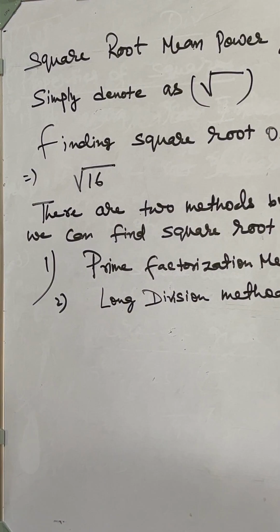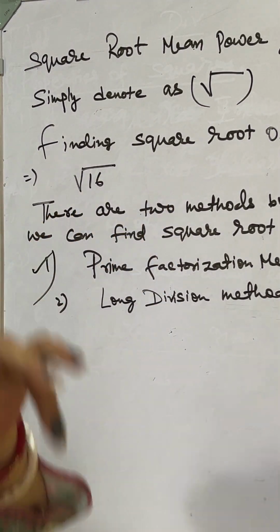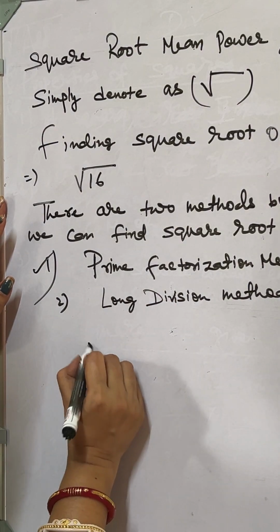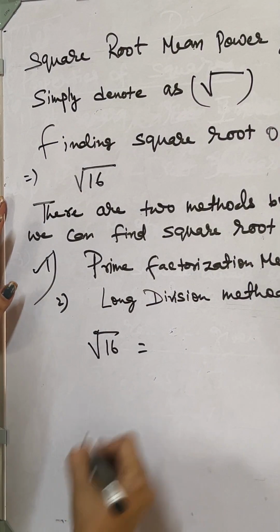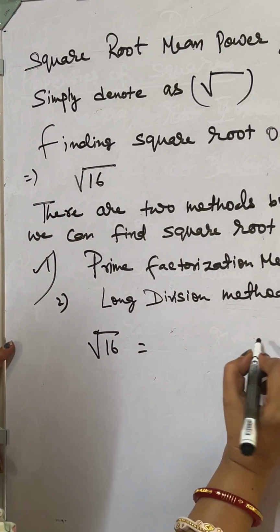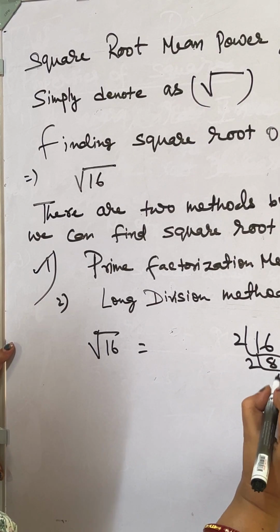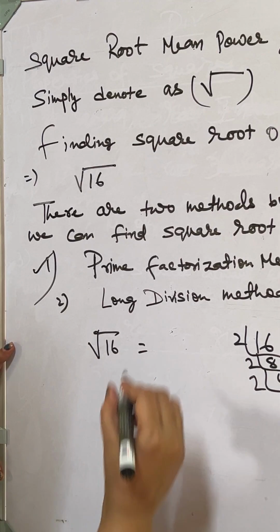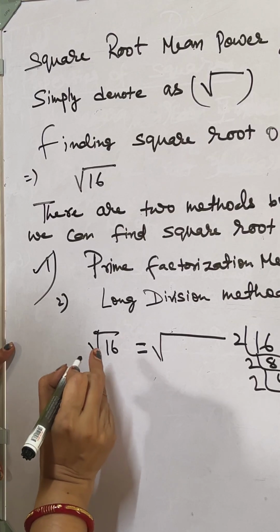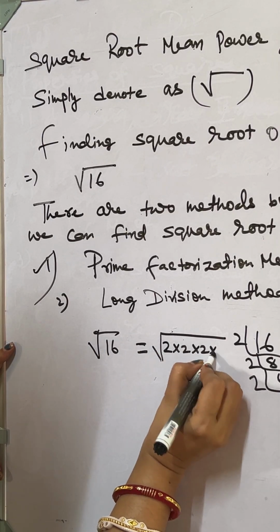Long division method. First of all, we will understand with the help of the prime factorization method how to find out the square root of 16. So, let's take 16. To find it with the prime factorization method, we need to factorize 16. 2 eights are 16, 2 fours are 8 and 2 twos are 4. So what we will write here: inside the square root, in place of 16, we can write 2 into 2 into 2 into 2.